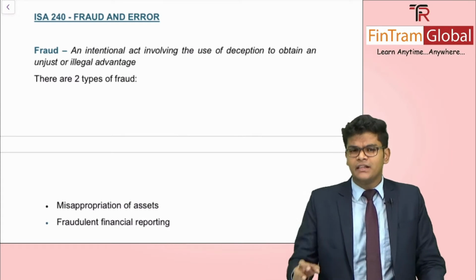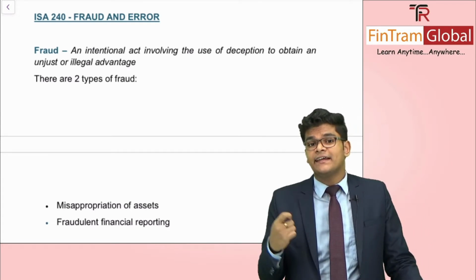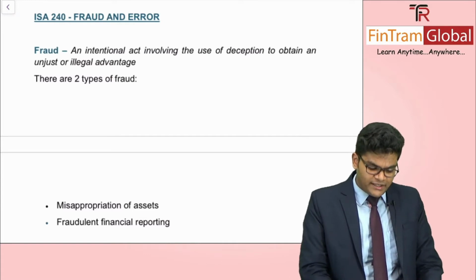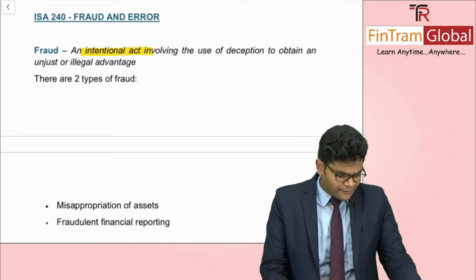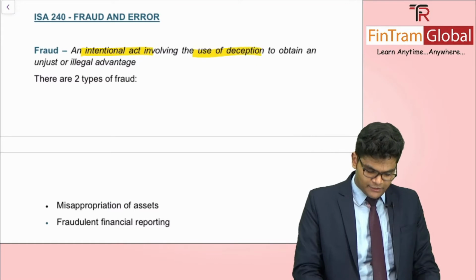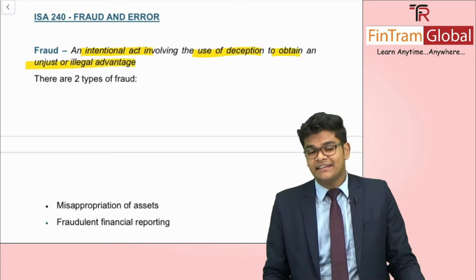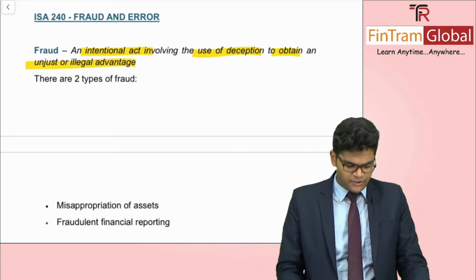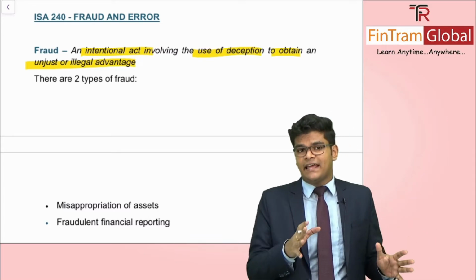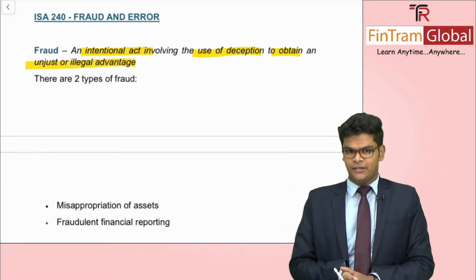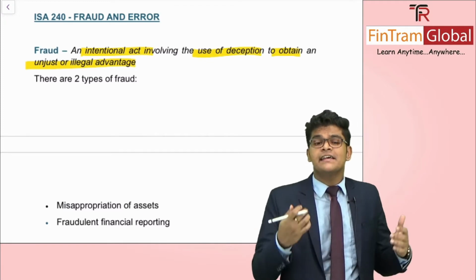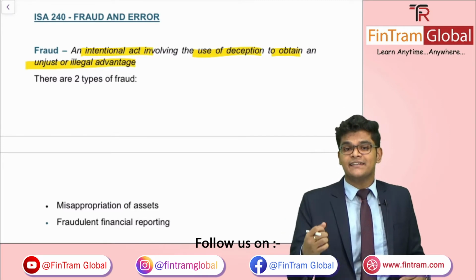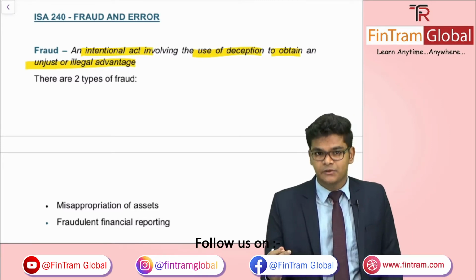So first of all, let's learn what fraud and error actually is, shall we? So what is fraud anyway? Fraud is an intentional act involving the use of deception to obtain unjust or illegal advantage. Now what does this mean? Well, kind of an easy thing, okay, folks. So it is an intentional act. That's the first thing that you have to keep in mind. Okay, folks, it is an intentional act, which basically means that it is not an accident. It is an intentional activity conducted by a person. Okay, folks, so remember that.